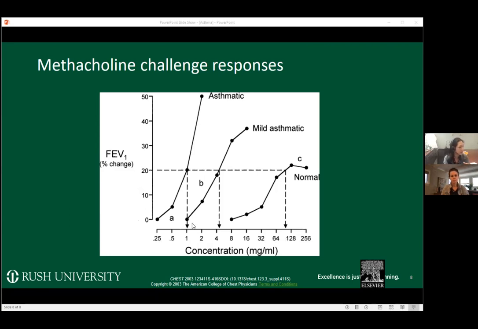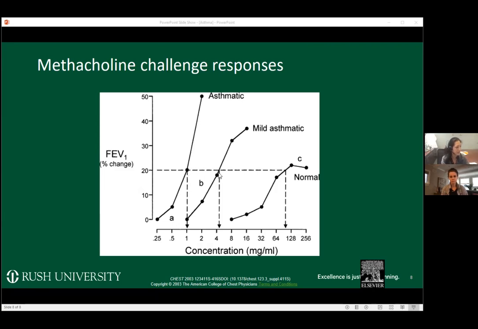So you've got your severe asthmatic, you're just at the third one, and their FEV1 now has dropped by 20%. They went from 100 to 80. They went from 2.5 liters to 2 liters in their FEV1. And so at that point, I would say this person has responded too soon. They have hyperresponsive airways. Their FEV1 dropped by 20%. This is a diagnosis of asthma.